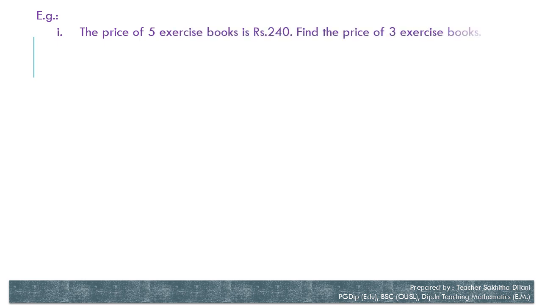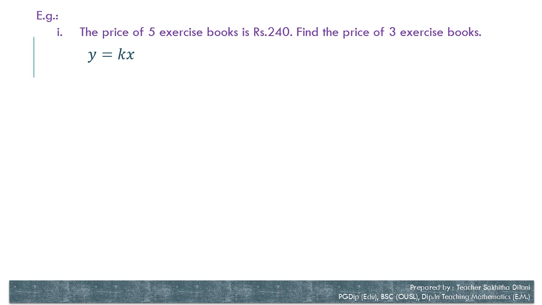Let's see the first example. The price of 5 exercise books is 240 rupees. Find the price of 3 exercise books. First write the equation Y equals Kx, where K is a constant, and find the value of K using the information of the given problem.